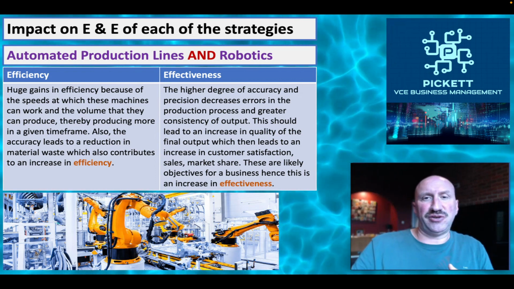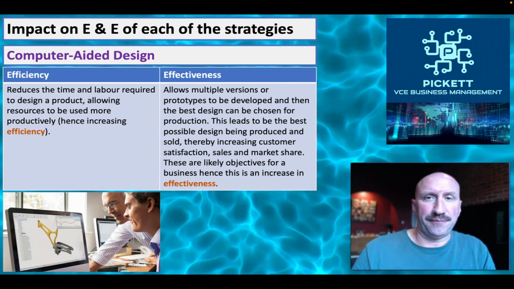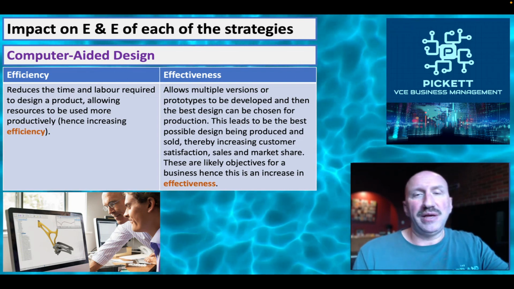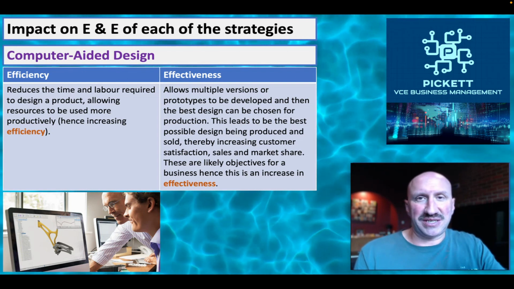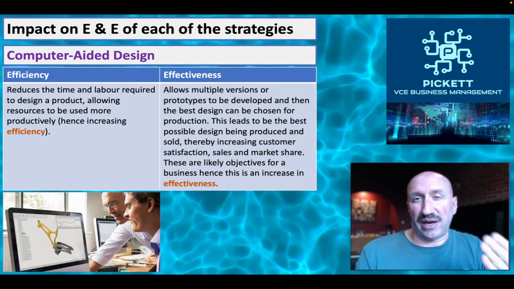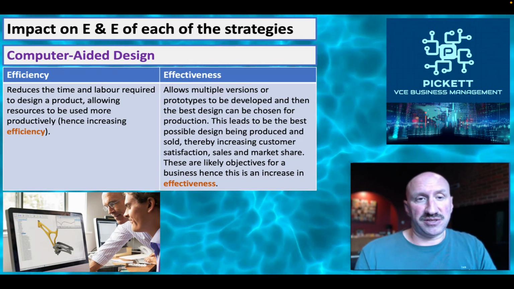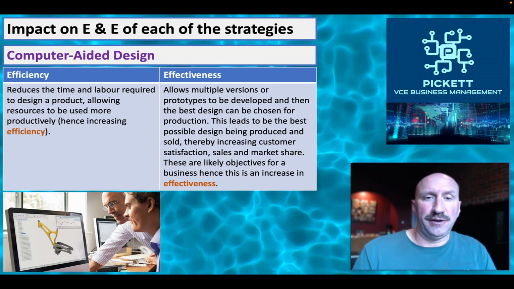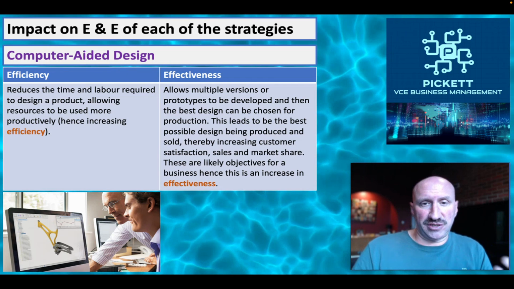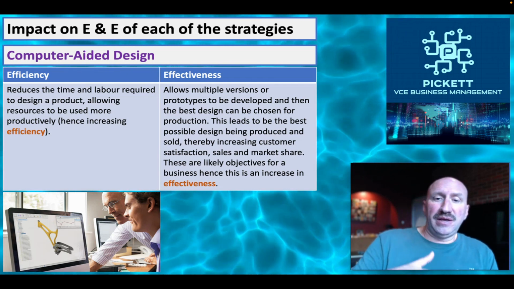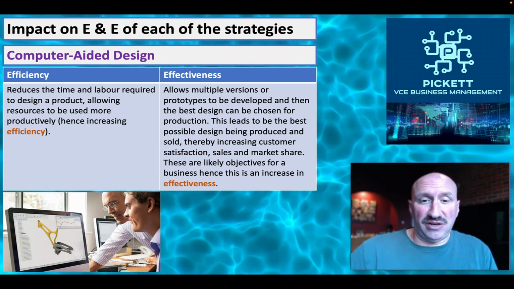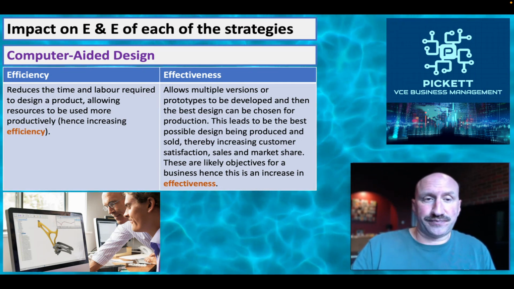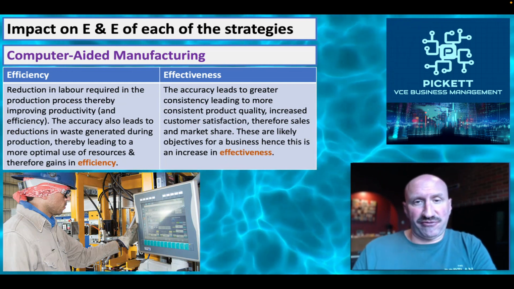As we go through each of these, you'll see I've done the same thing. CAD reduces the time and labor required to design, and so on, and then at the back end, hence increasing efficiency, so that you are actually answering what has been asked. You need to relate it back to efficiency or effectiveness. Again, for effectiveness: multiple versions, prototypes, and so on. These are likely objectives for a business. Hence, this is an increase in effectiveness. And again, the same for each of these.